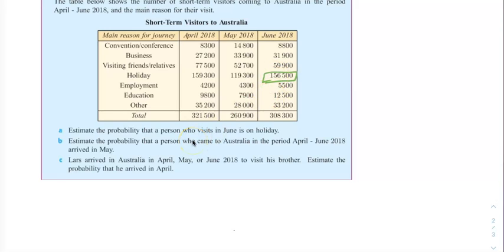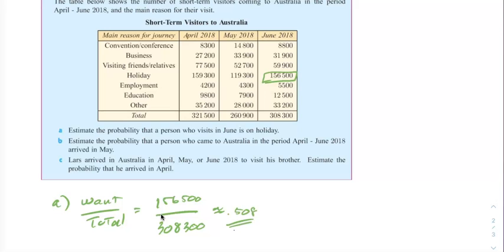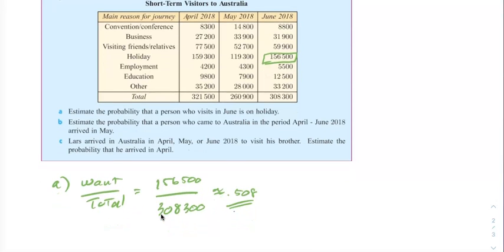And again, we're trying to find the probability. So I always think about it this way. It's 1 over total. So total is, what are we talking about? We're talking about people that visited in June. So my total is not going to be this or this. It's going to be the people in June that visited. So my total is 308,300. And I want the number of people that went for holiday. So that's 156,500. Then we can divide those two to get our probability, which is approximately 0.508. So almost about a 51% chance that the person visiting in June is there because of holiday.